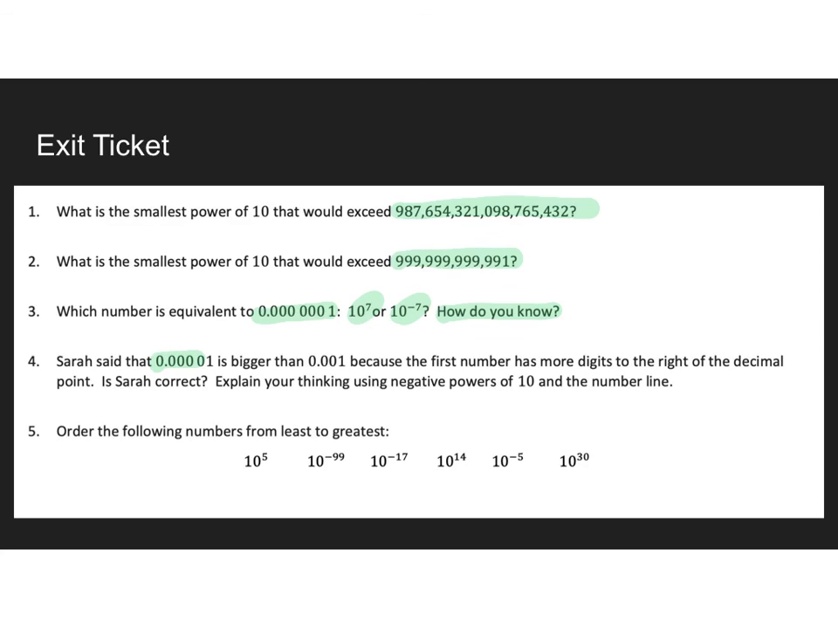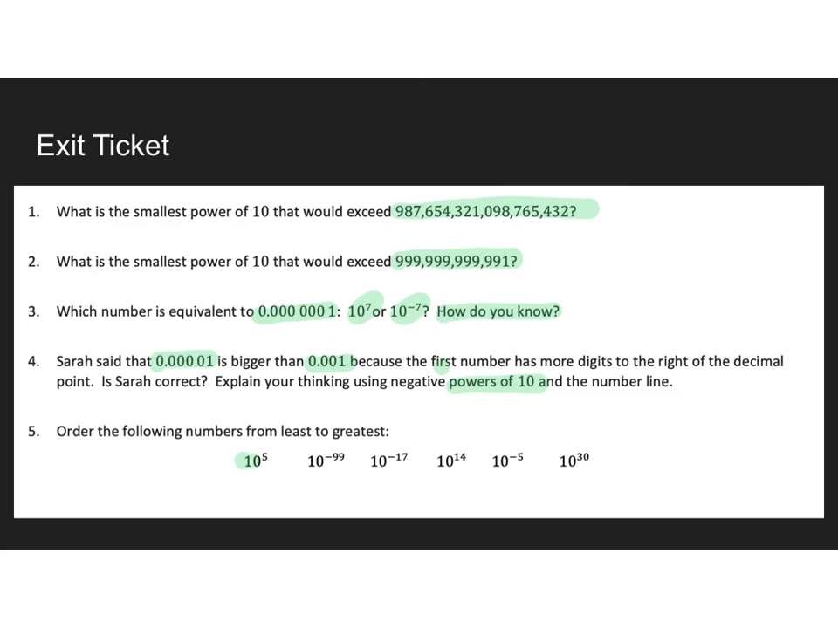The fourth one, Sarah said this number is bigger than this because the first number has more digits to the right than the second one. Is she correct? Explain your thinking using powers of 10. So basically it's saying compare the two numbers in scientific notation so you know which one's bigger, which one's smaller.